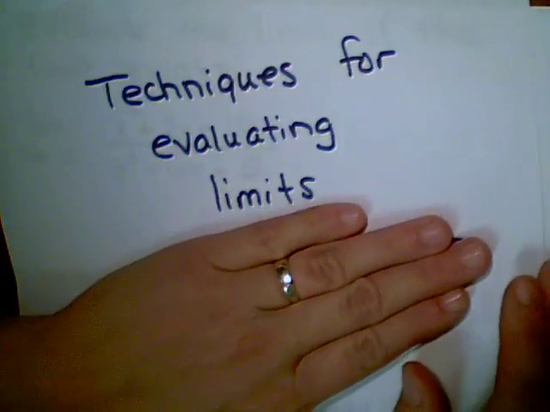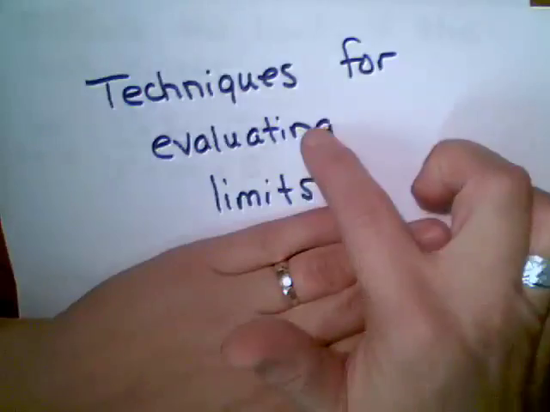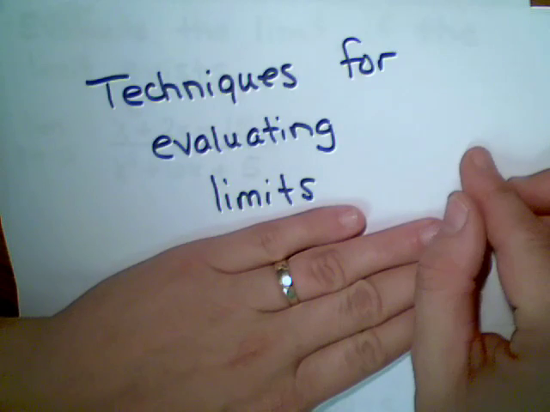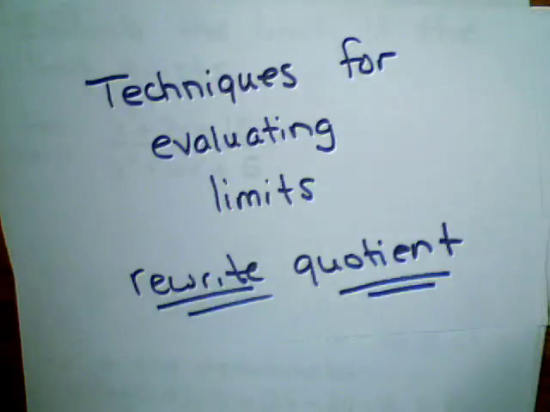This video is a couple of examples of evaluating limits and giving you some techniques to evaluate those limits. And the theme of these two examples is, hey, rewrite the quotient. Rewrite the quotient without changing the value of the limit.